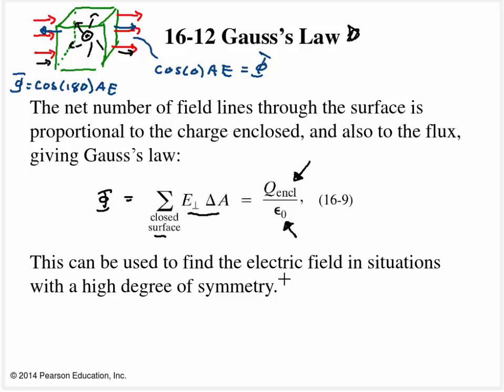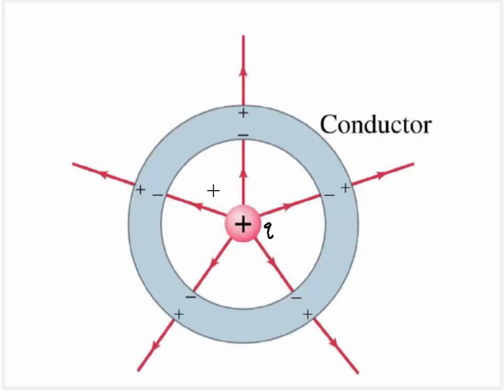It's kind of an abstract concept, but it turns out that if we have situations with a high degree of symmetry, we can use this to find the electric field. I just have to make sure that I draw my area perpendicular to the electric field, and then I can reduce this to the electric field multiplied by the surface area is equal to the charge enclosed divided by epsilon naught. So let's go ahead and use this.